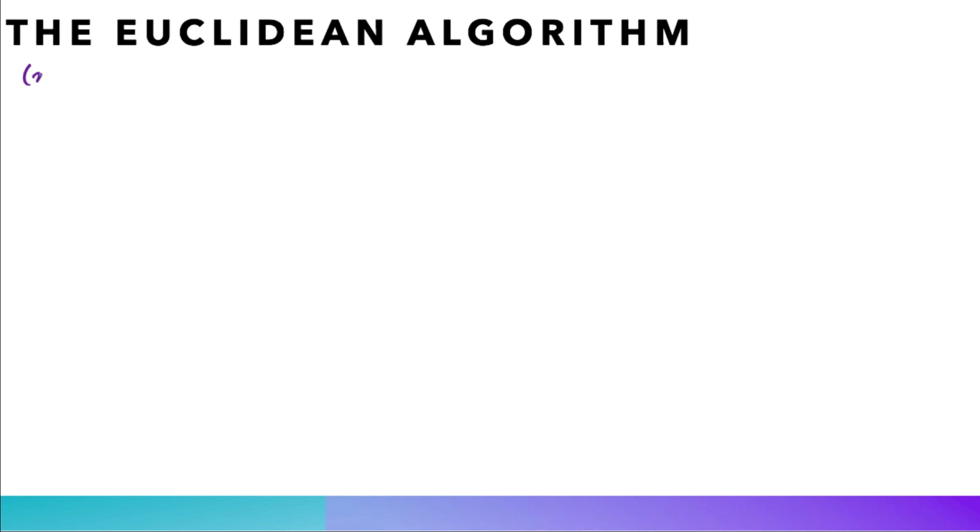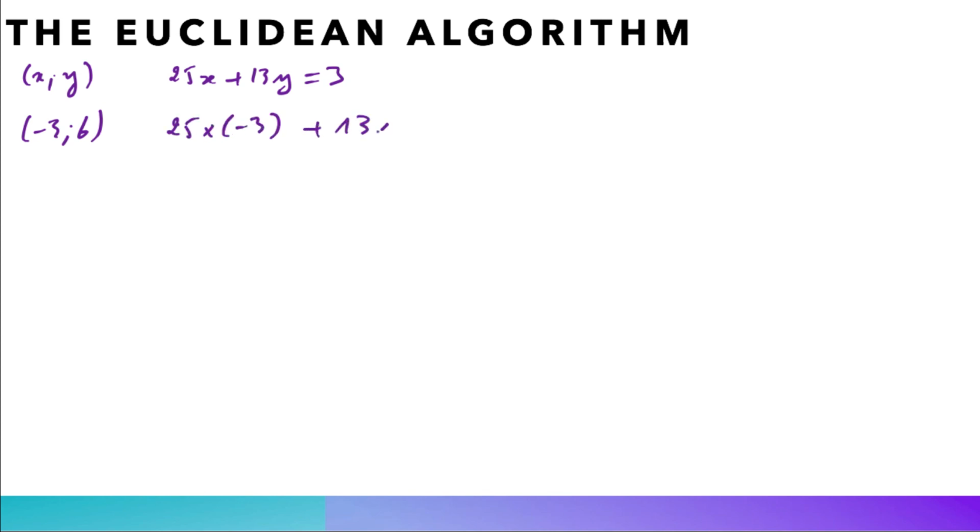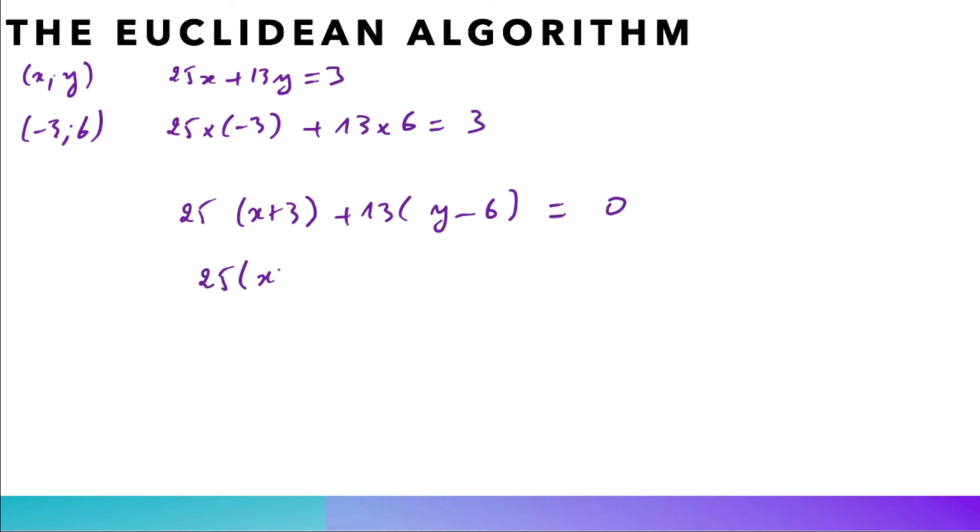Indeed, if (x, y) is an integral point on our line, then we must have 25x + 13y = 3. But now we know that the point (-3, 6) is on our line too, which means that 25 multiplied by (-3) plus 13 times 6 is equal to 3 as well. Subtracting the second equation from the first, one gets that 25 times (x + 3) plus 13 times (y - 6) is equal to 3 - 3, which is equal to 0. This is equivalent to the equation 25 times (x + 3) is equal to 13 times (6 - y).